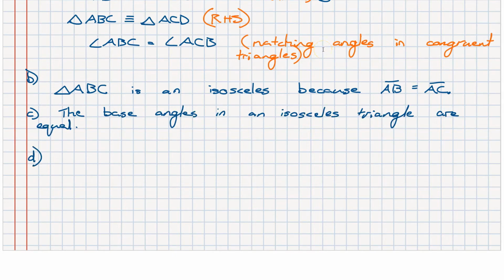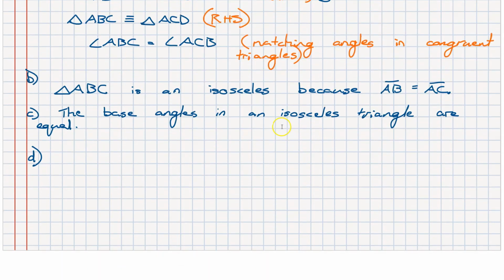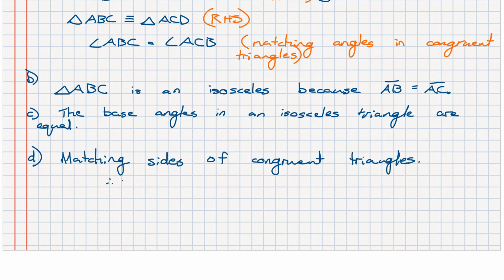Alright, and finally for D, show that BD is equal to DC. So BD and DC. And of course, they have to be equal because we're dealing with congruent triangles here. So we can say that matching sides of congruent triangles. Therefore, side BD is equal to side CD. Too easy.